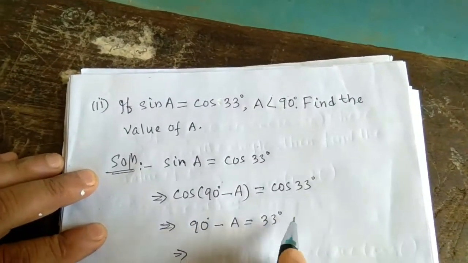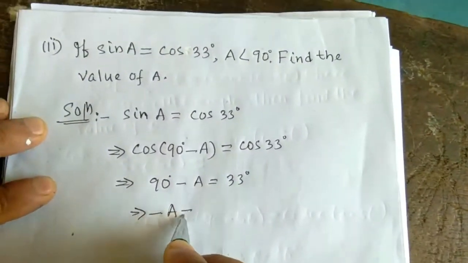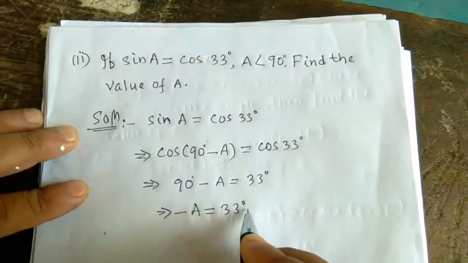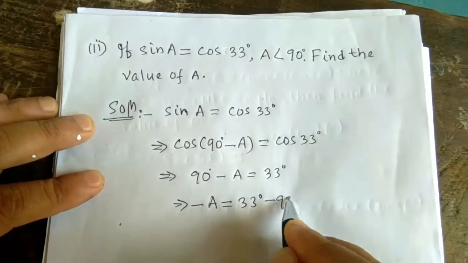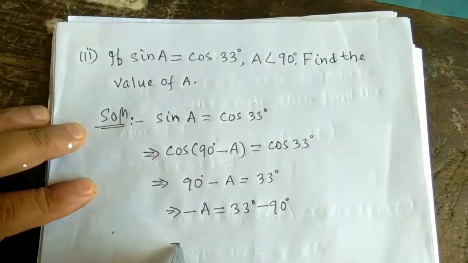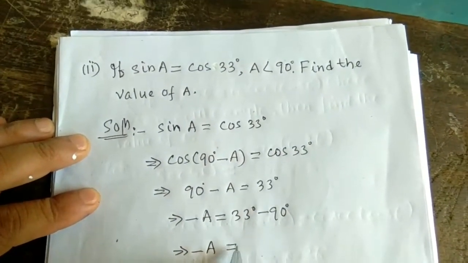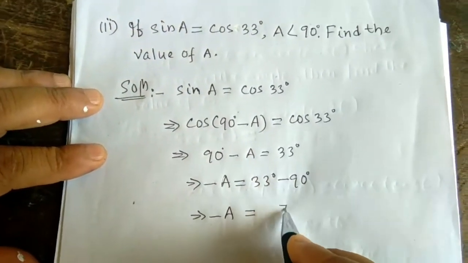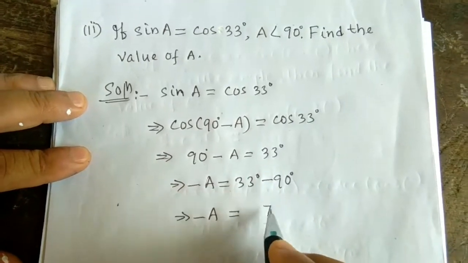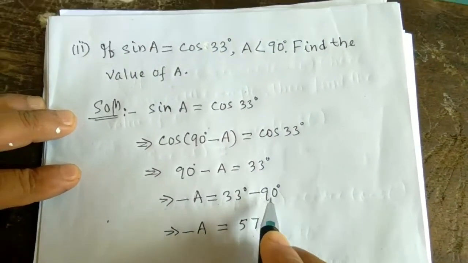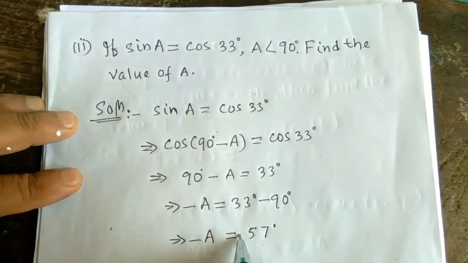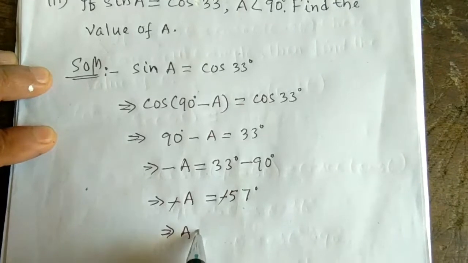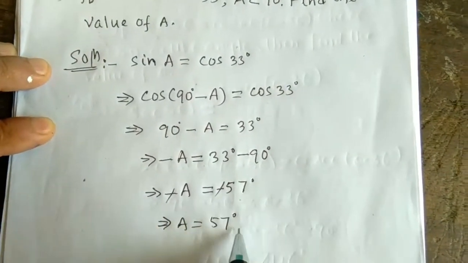Transfer this 90 to the right side. Minus A equals 33 degree. This 90 is positive on the left-hand side; if you transfer it to the right, it will become minus 90. Minus A equals 33 minus 90. Take 10 minus 3 is 7, here remaining 8 minus 3 is 5, so 57 degree. This 90 is greater, so the negative sign. Minus cancels from both sides. A equals 57 degree. This is the value of A.